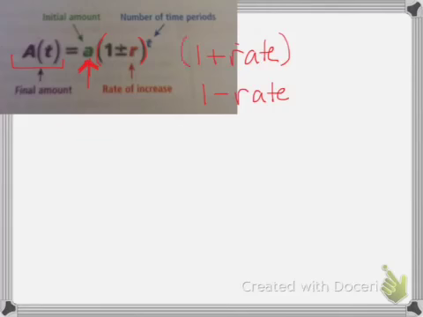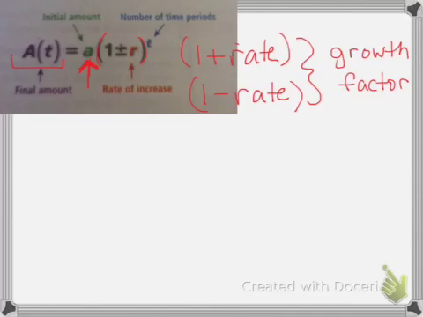This 1 plus r and the 1 minus r are called the growth factor, and it's going to be based off certain things. Cars depreciate, so of course we would use the bottom one, 1 minus r, or rate. Houses, however, appreciate, so those would model using the top equation, or 1 plus the rate.